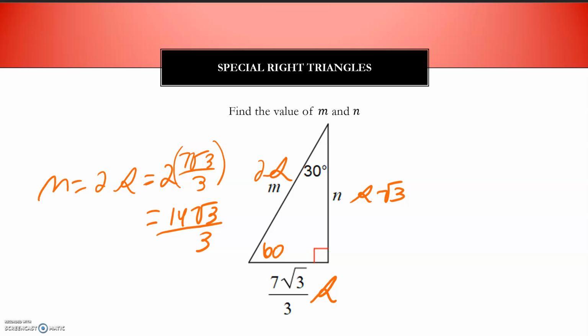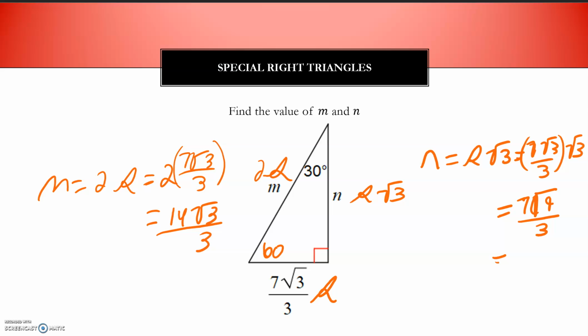N, I'm going to do N is equal to S root 3 equals 7 root 3 over 3 times root 3. Again, same idea as before. Numbers under radicals can only multiply with other numbers under radicals. So that's going to be 7 times the square root of 9 over 3. The square root of 9 is 3 over 3. Cancel. So I have 7 for S root 3.